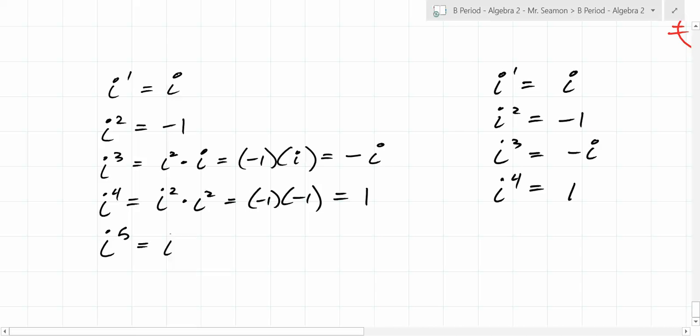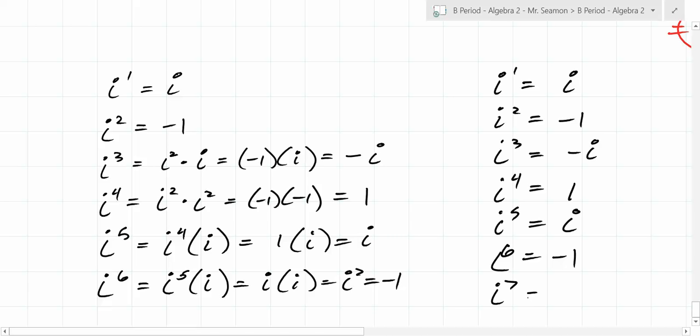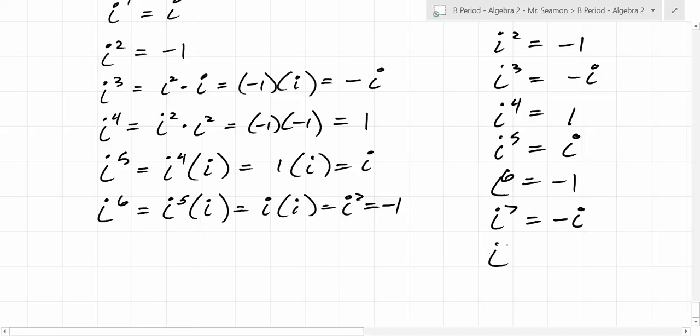Well, we know that's i to the 4th times i, correct? What is i to the 4th? That's 1 times i, which is i. So i to the 5th is i. Oh, look at this. i to the 6th is i to the 5th times i, right? So that's i times i, which is i squared. Do you see a pattern? What do you think i to the 7th is going to be? Negative i. And then i to the 8th is 1.